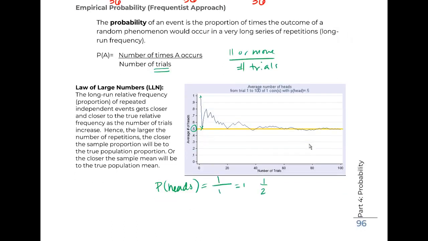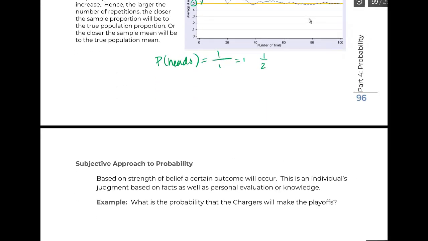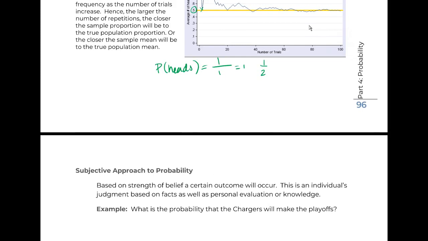All right, the last type of probability is a subjective approach to probability. This is just based on your beliefs and what information you have. So something like, what is the probability the Chargers will make the playoffs for next season? That is something you can only do subjectively, right? You can sit there and say, well, they made it this far this season. You can talk about who's on the team. I have no idea. So you can just make up whatever you want for this value based on your beliefs. And we'll probably all have very different values here.